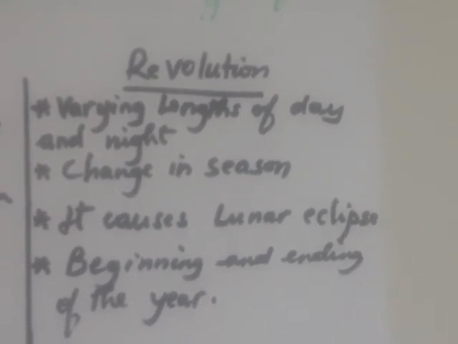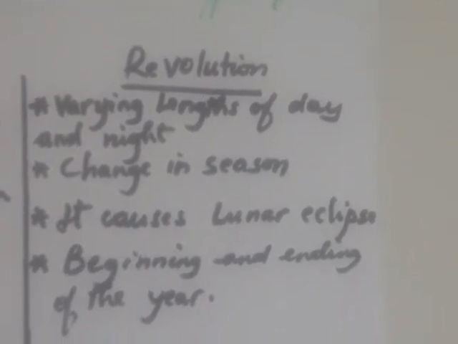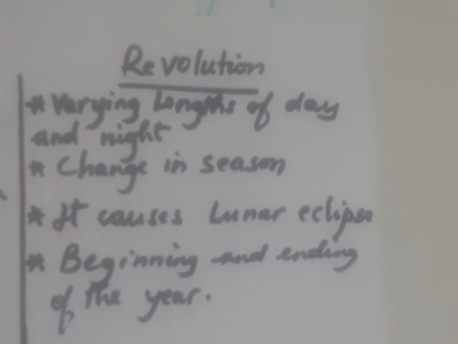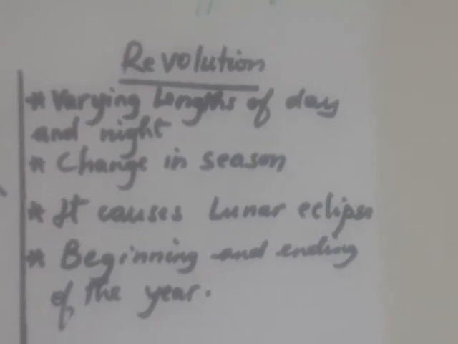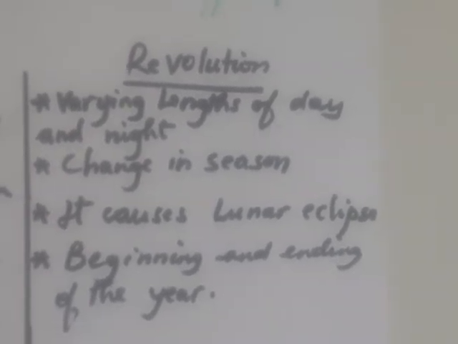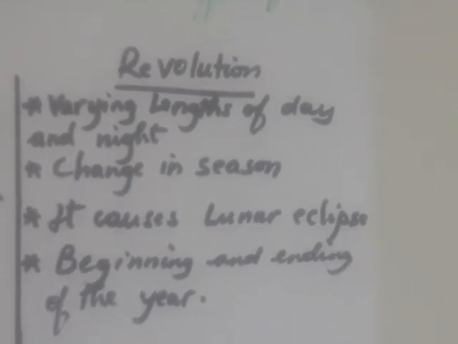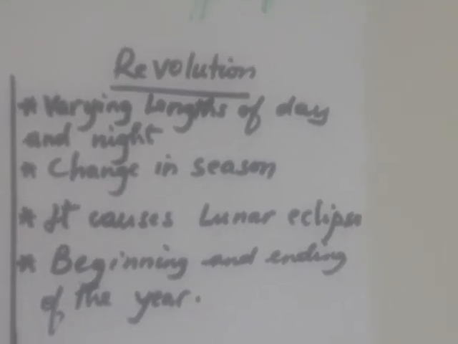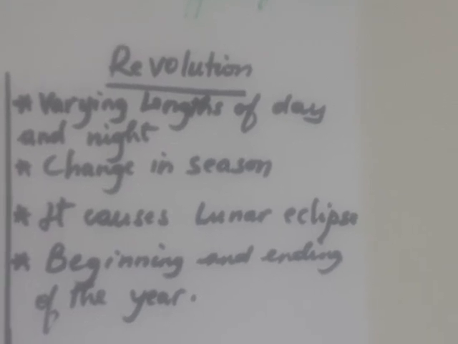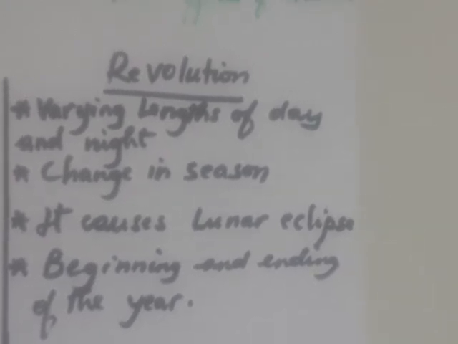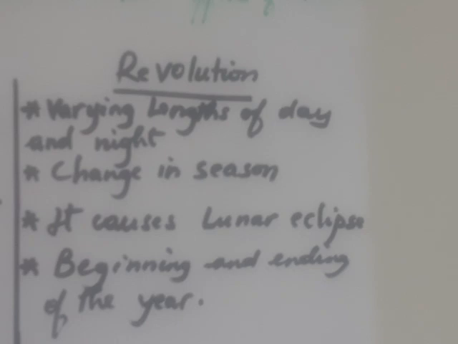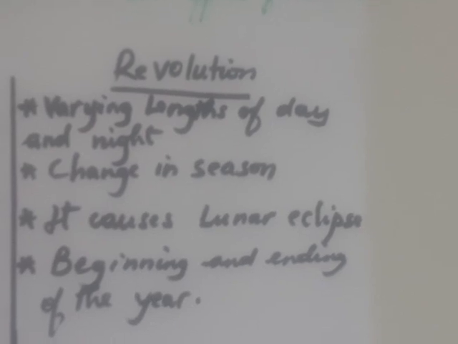There is also beginning and ending of the year. It takes 365 and a quarter days for a revolution to take place. So when revolution starts, this is the beginning, and when it ends, this is also the ending of the year. It starts on the 1st January and ends on the 31st December of every year.